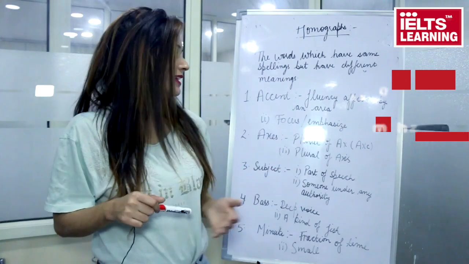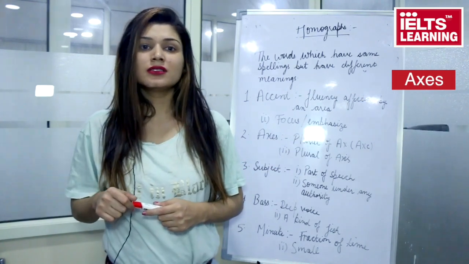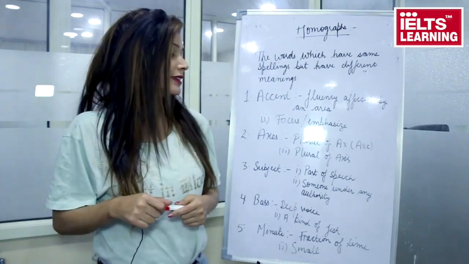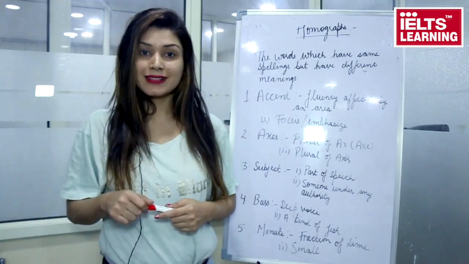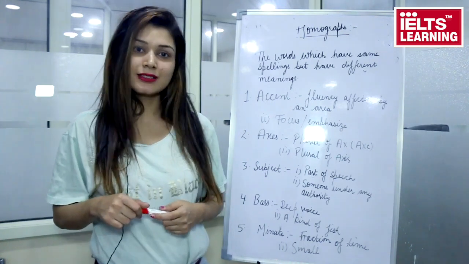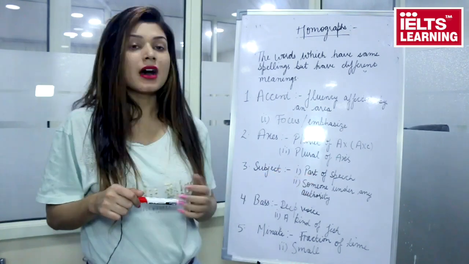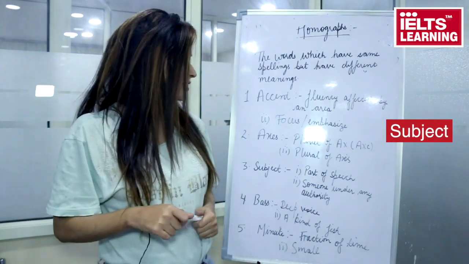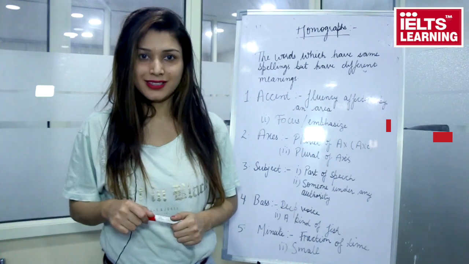The second one is axes. The first one is the plural of axe, that is an agriculture equipment. The second one is the plural of axis. Let's jump to the third example, that is subject. It means a part of speech, that is the doer of the action. Second is someone who is under any authority.